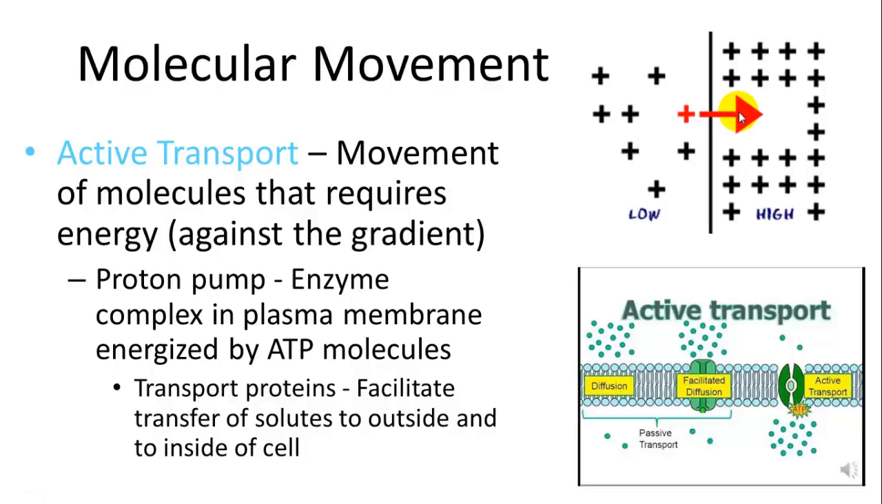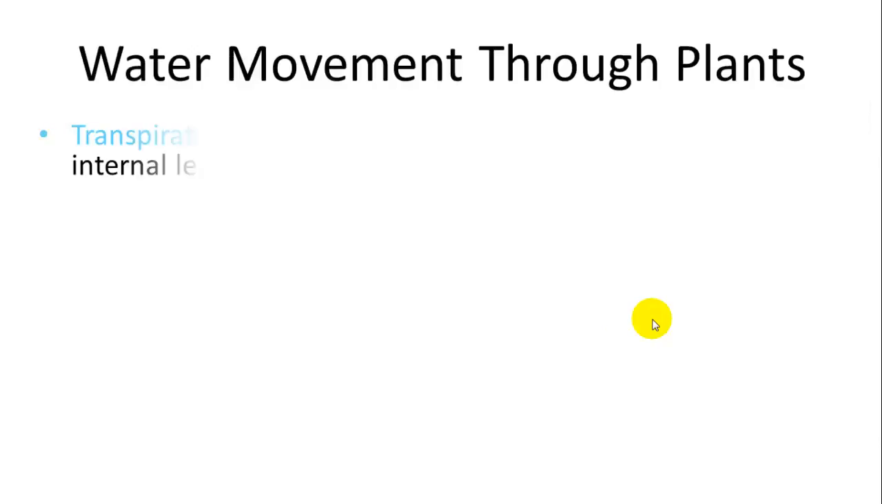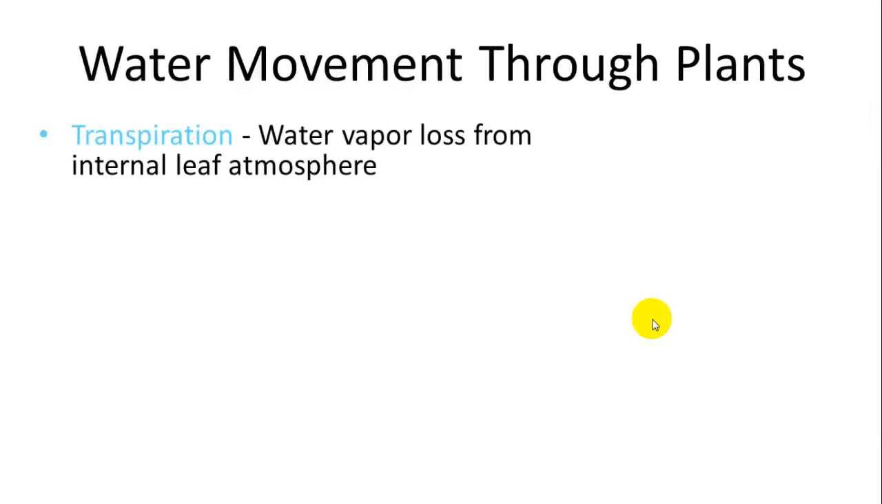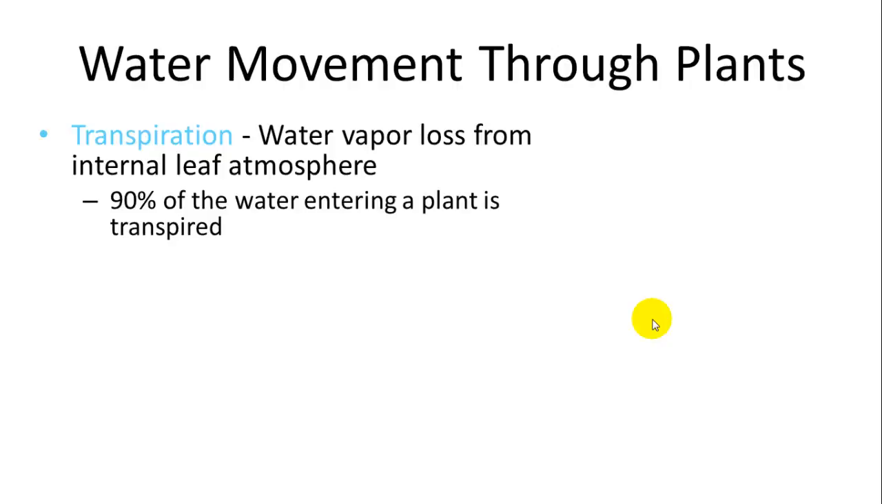Okay, and transport proteins, again, which are embedded in the lipid bilayer, are important for transferring these solutions or solutes outside and inside of the cell. So what fuels the water movement through the plants is first transpiration, which is basically just evaporation through the stomata into the atmosphere. 90% of the water that a plant absorbs through its roots is eventually transpired through the stomata.